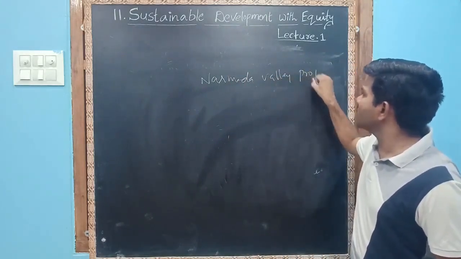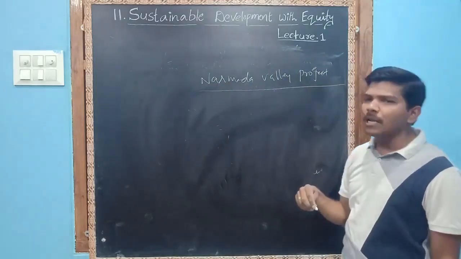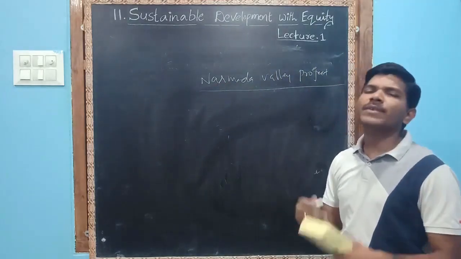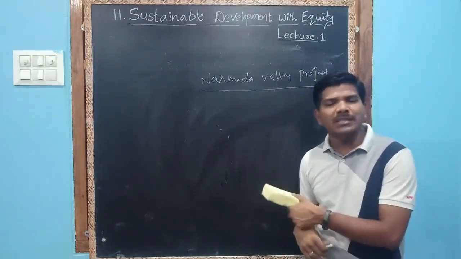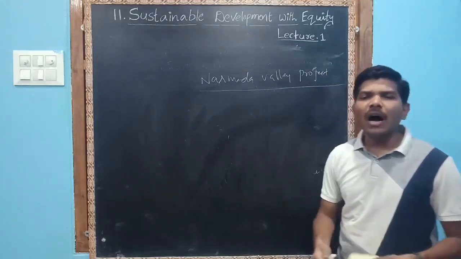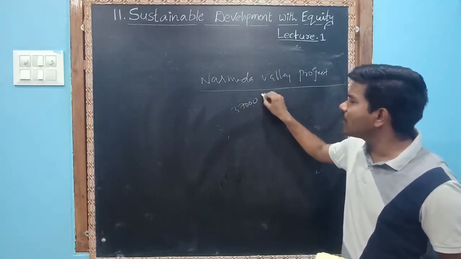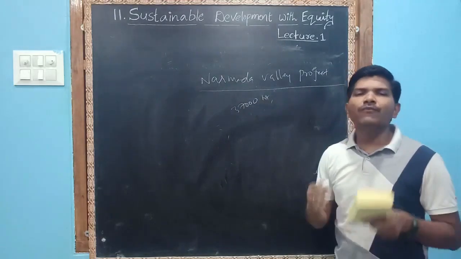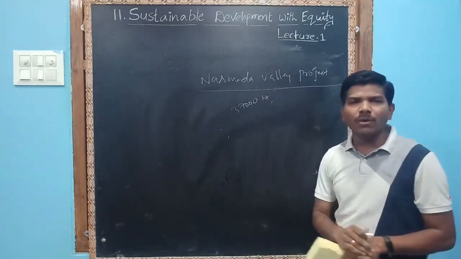Narmada Valley project. Under the Narmada Valley project scheme, a number of dams were constructed. Whenever the dams were constructed, forests were submerged. 37,000 hectares of forest land, agricultural land and pasture land were submerged into the water.